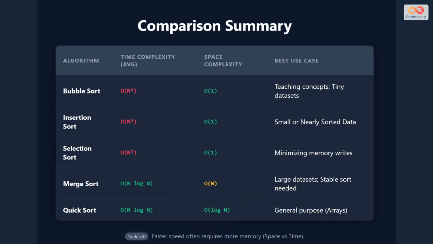To wrap up, let's compare what we have learned. Algorithms like bubble, insertion, and selection sort are simple but generally slow, with a time complexity of n squared. They are best for learning or very small tasks. Merge sort and quicksort are significantly faster with n log n complexity, making them the standard choices for real-world software applications. Choosing the right one often depends on whether you need stability or have memory constraints.